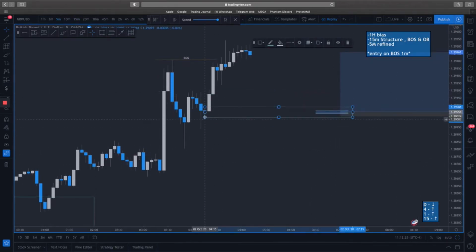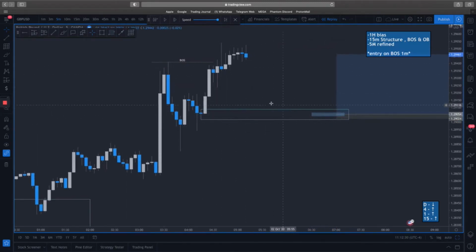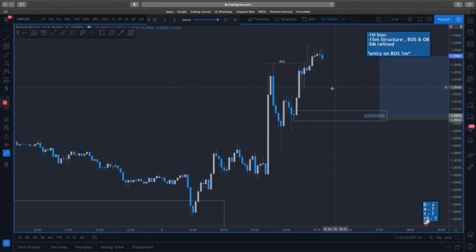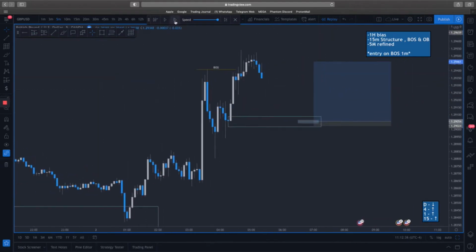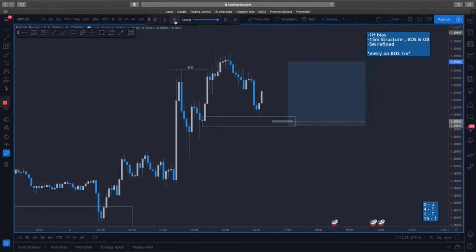This is the nice little candle before the actual momentum that kicks in. So this is the order block I'm going to be focusing on now. This is my area of interest. Okay, so let's play this out here as we move down.